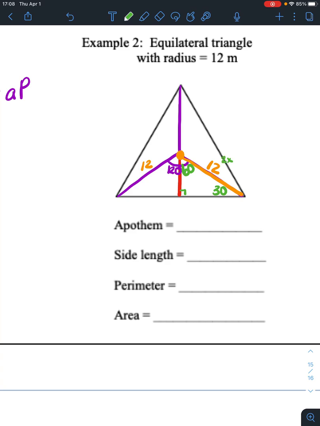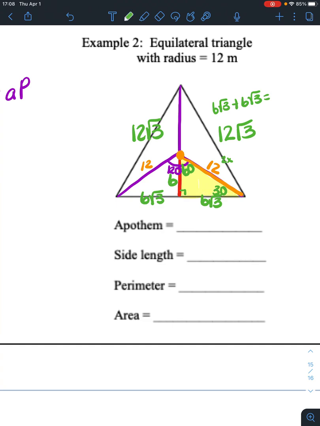That means this is my 2x side. That means my short leg is half of my hypotenuse. So my short leg, which is across from the 60, is 6. And my long leg is 6 times the square root of 3. Okay? That also means this over here is 6 root 3. So my side length now is 6 root 3 plus 6 root 3, which is 12 root 3. So this is also 12 root 3.